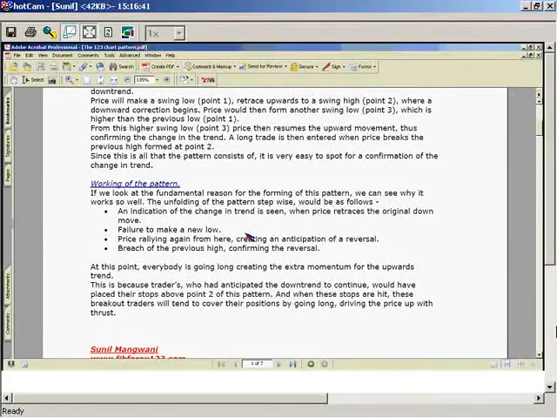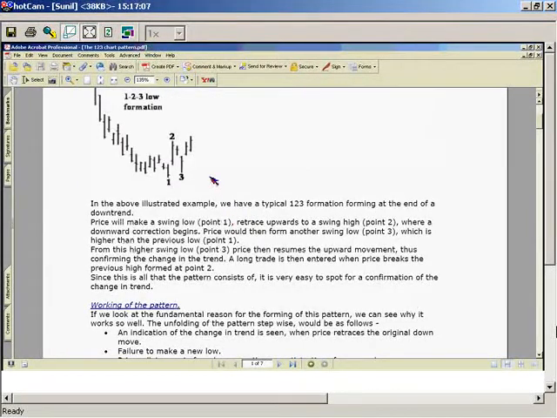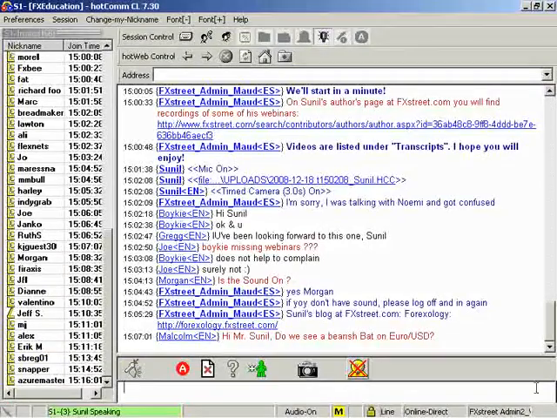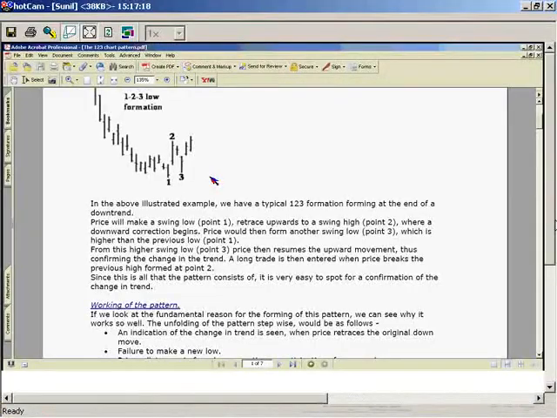Traders who had anticipated the downtrend to continue would have placed their stops. When these stops are hit, you would want to recover your losses. So they will tend to cover their positions by going long, which drives the position with thrust. So as it is, there is a mass of traders pushing the price above your 2. Then there are those traders who were still bears in the market, and they have been caught on the wrong foot, so they want to recover some of their losses. They would tend to reverse their positions. So it adds extra momentum.